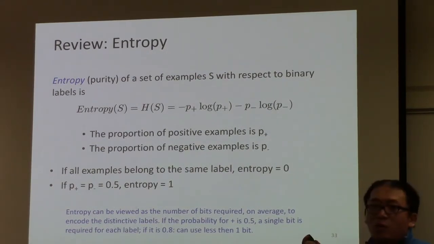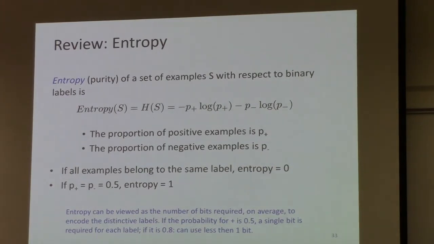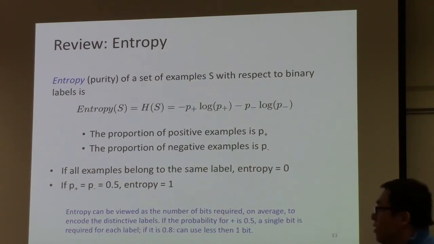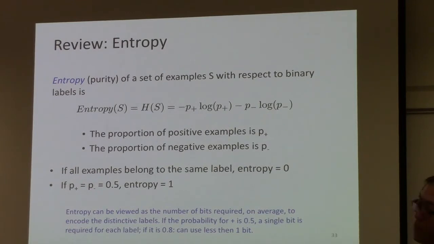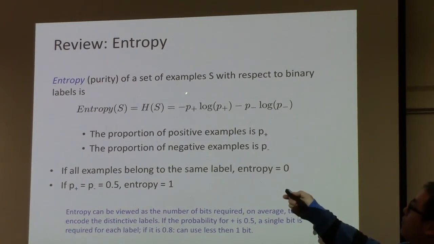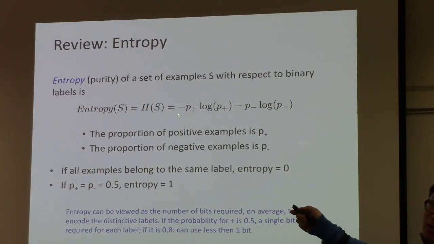Yeah, it's zero. Then tell me why. Log of 1 is... We can calculate, right? Suppose it is a simple case where p positive is 1, p negative is 0. Then this term, logarithm of 1, is 0, right? So this term is 0.